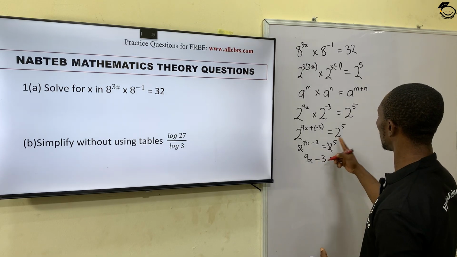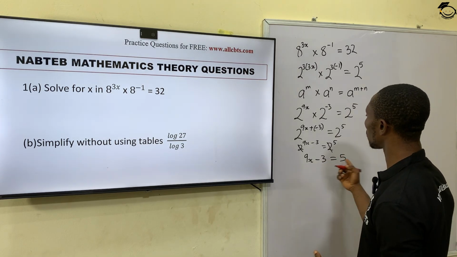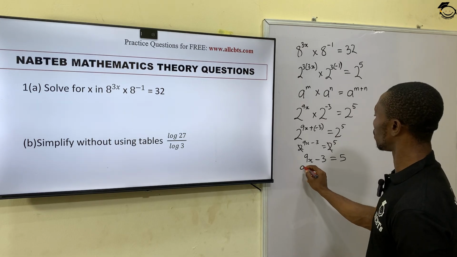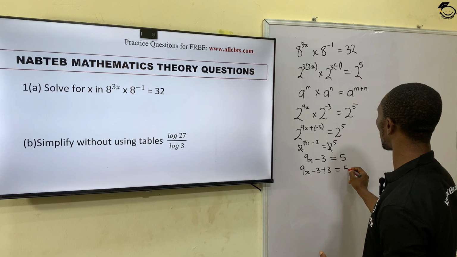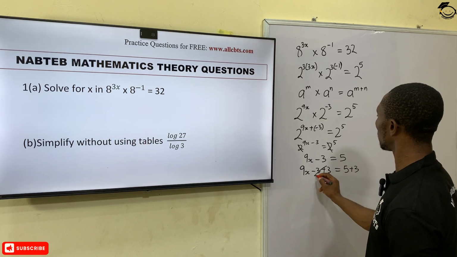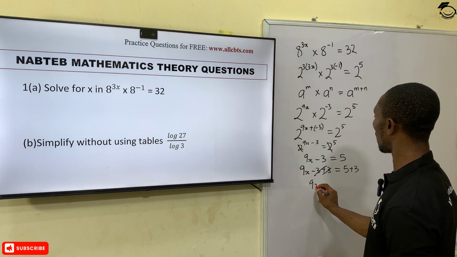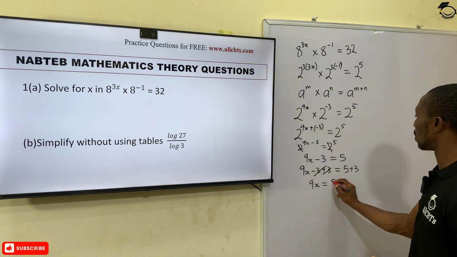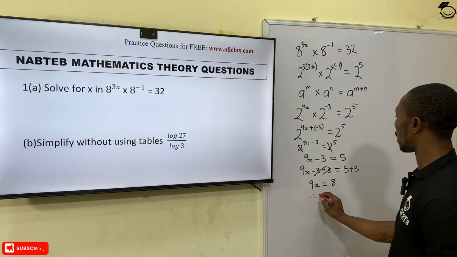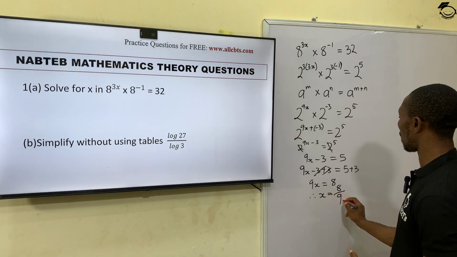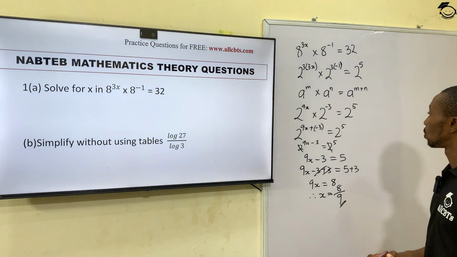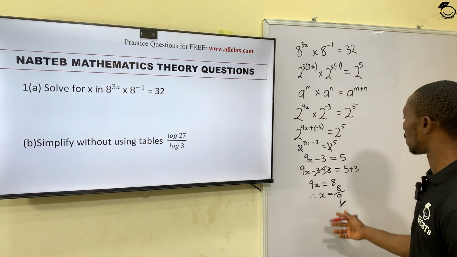So negative 3 going over, or adding 3 to both sides, this will become 9x minus 3 plus 3 equals 5 plus 3. This cancels out, leaving us with 9x equals 8. So therefore, our x equals 8 over 9. So the value of x would be 8 over 9.